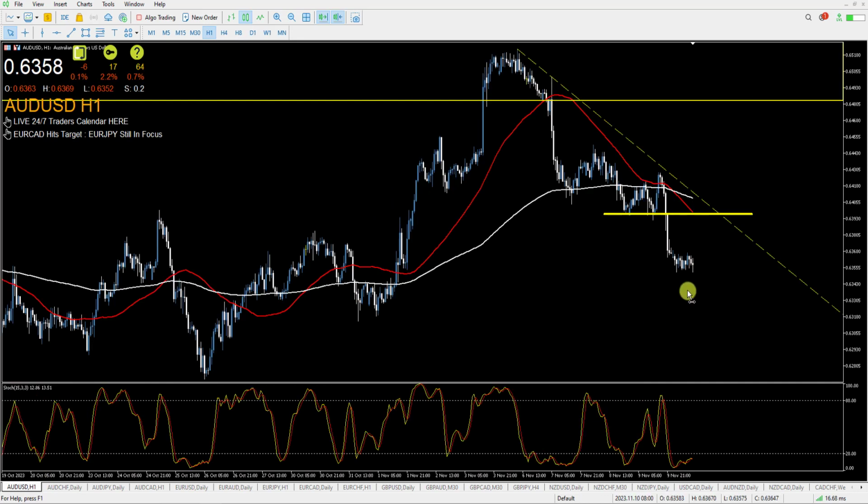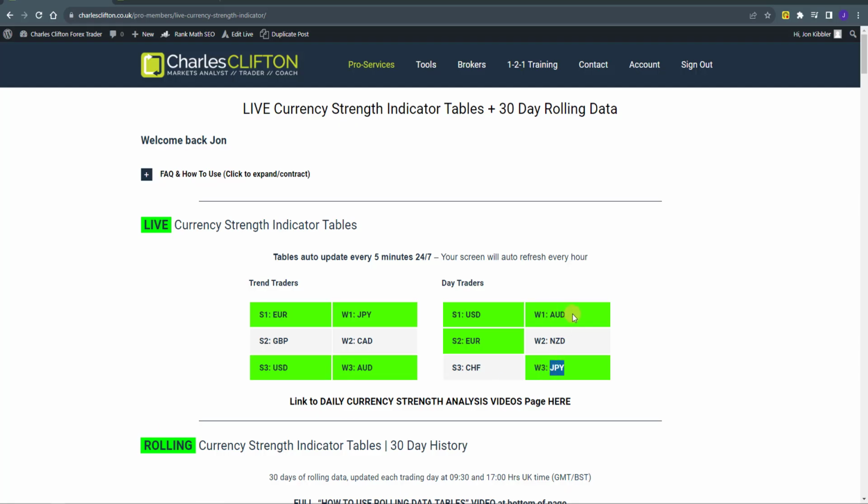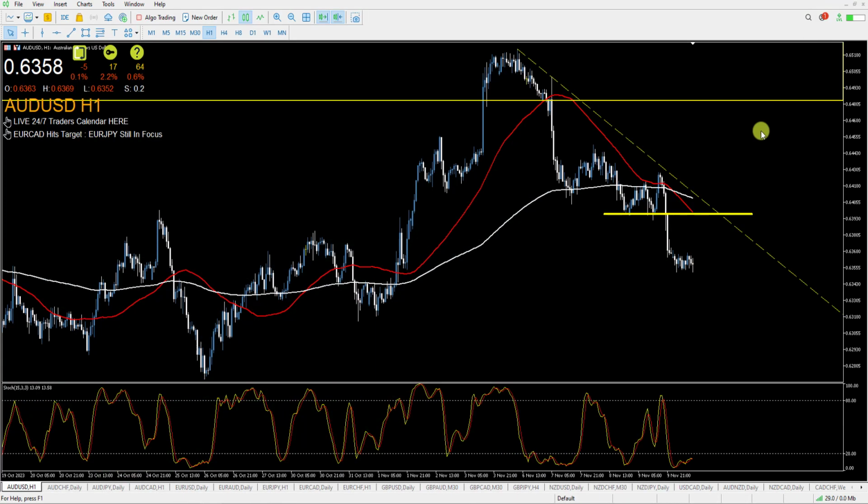Aussie US dollar is another one to watch out for, and with regards to the table showing us that Aussie US dollar tops the day traders, so there's a bit of momentum behind this. Obviously we've seen that sort of drop recently. We've seen the averages cross over on the hourly as well.